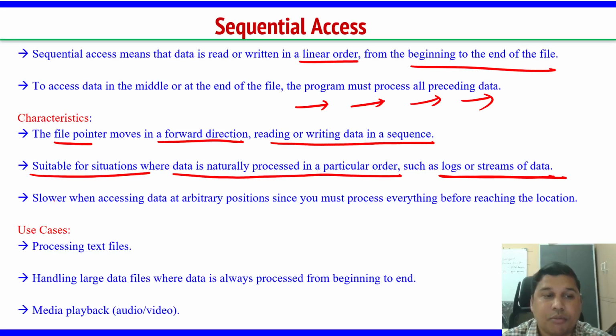Slower when accessing data at arbitrary positions means sequential access. That's what I said, sequential access has a little drawback. It is mostly useful when you want to print everything in sequence. It is easy also. But if I want to reach some position and print content from there, it is difficult. Why? I have to always traverse the entire data and reach that position.